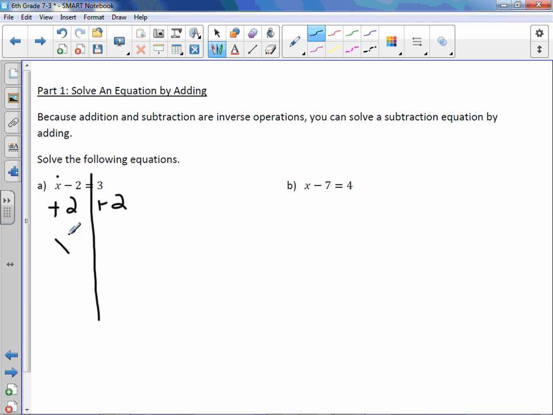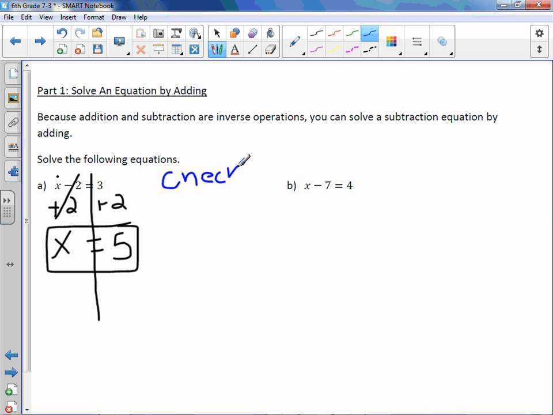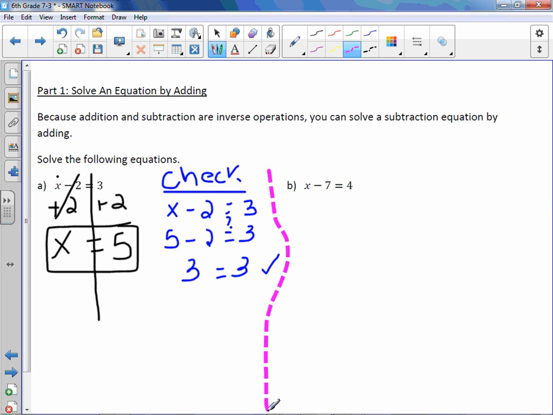So on the left-hand side I have x because minus 2 plus 2 is 0. And on the right-hand side, 3 plus 2 is 5. So I have x equals 5. And again, you can do a check to make sure your answer is correct. Start by using the original equation, x minus 2 equals 3. Plug in your solution, 5 minus 2 equals 3. 5 minus 2 is 3, and 3 equals 3. So the solution is in fact 5.